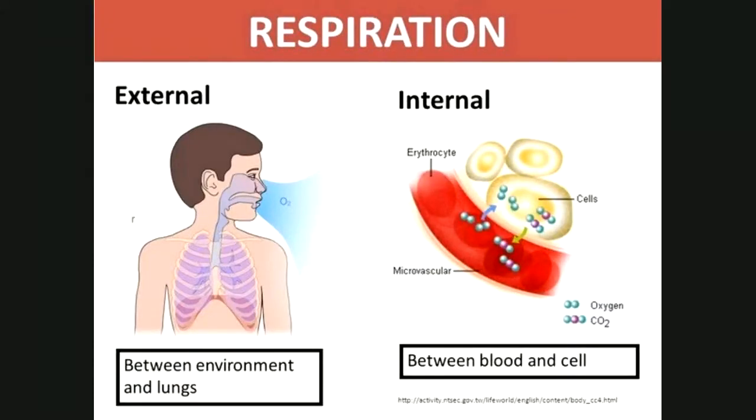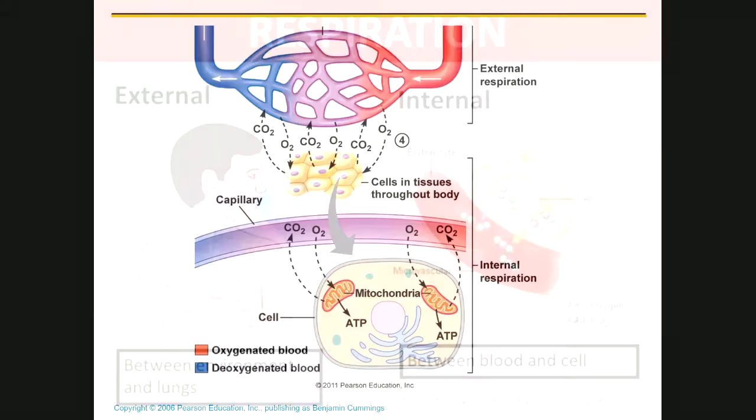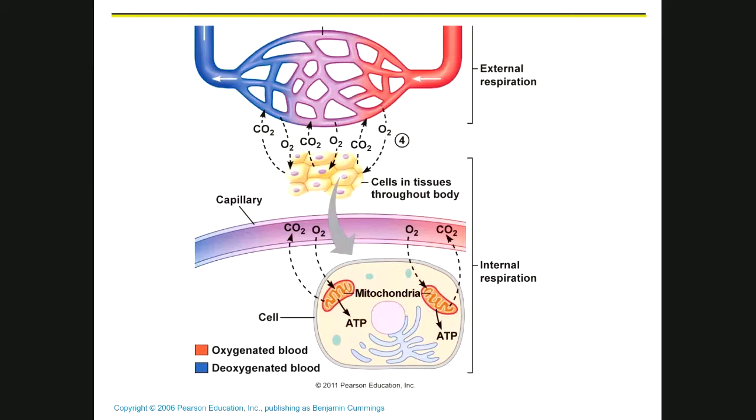So remember, external is between the lungs and the air. It's between air and blood. And then internal is between the blood and the tissues. It's between blood and the cells or the tissues. So two different gas exchanges. Let's look at them separately. Let's look at external first.